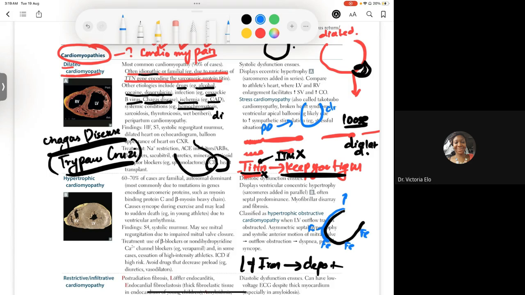What else can lead to dilated cardiomyopathy? Here it's mentioned wet beriberi. Do you guys know what is beriberi?